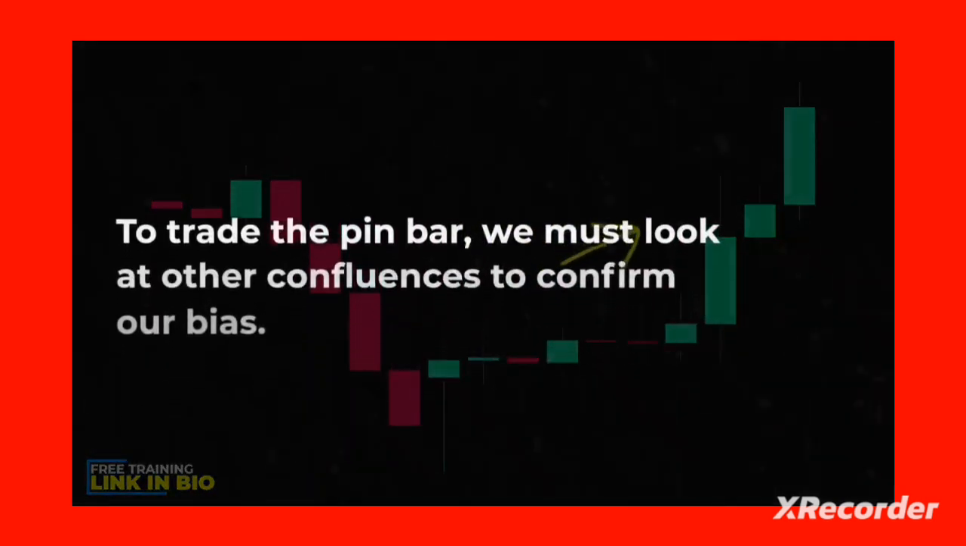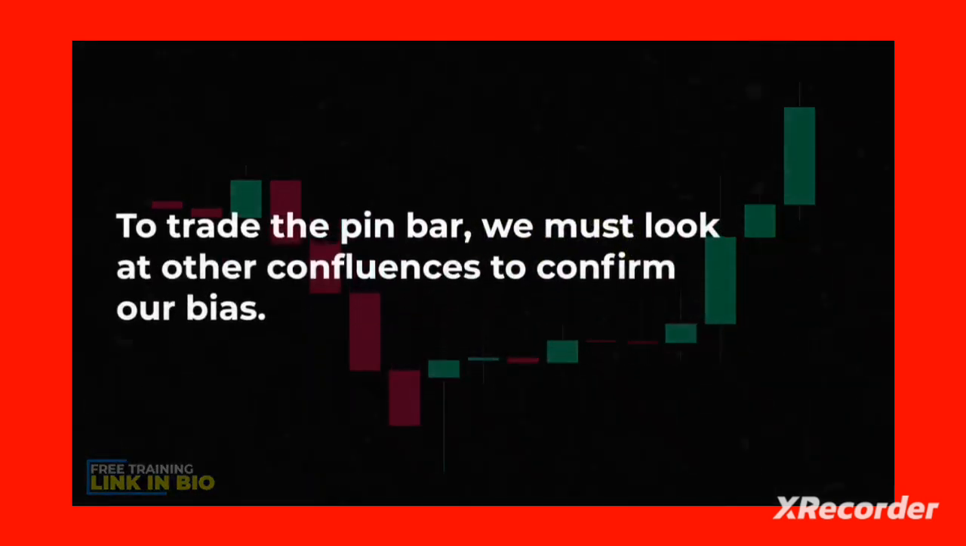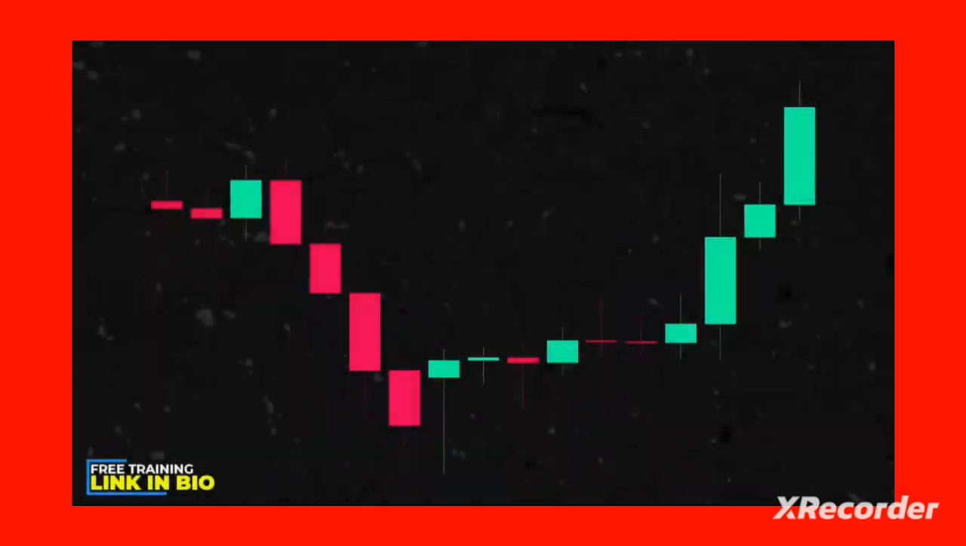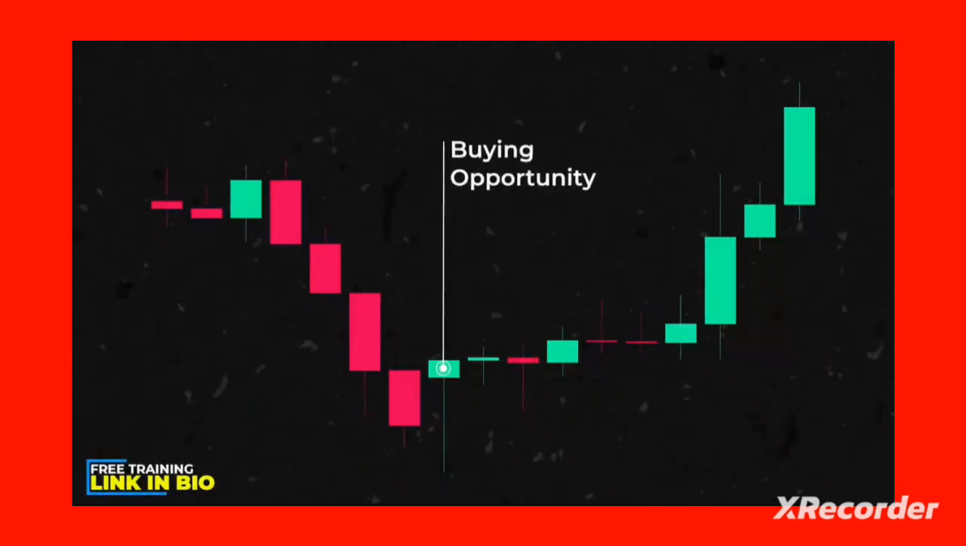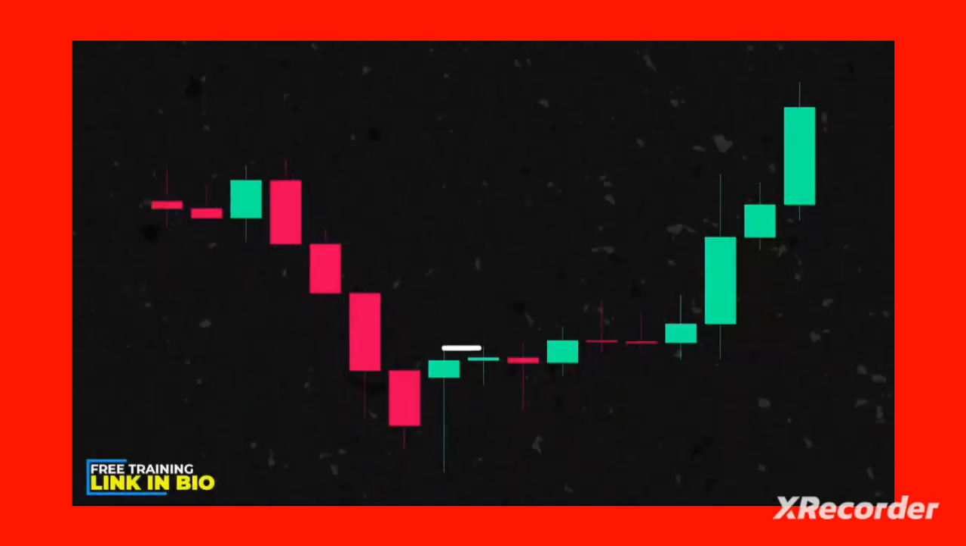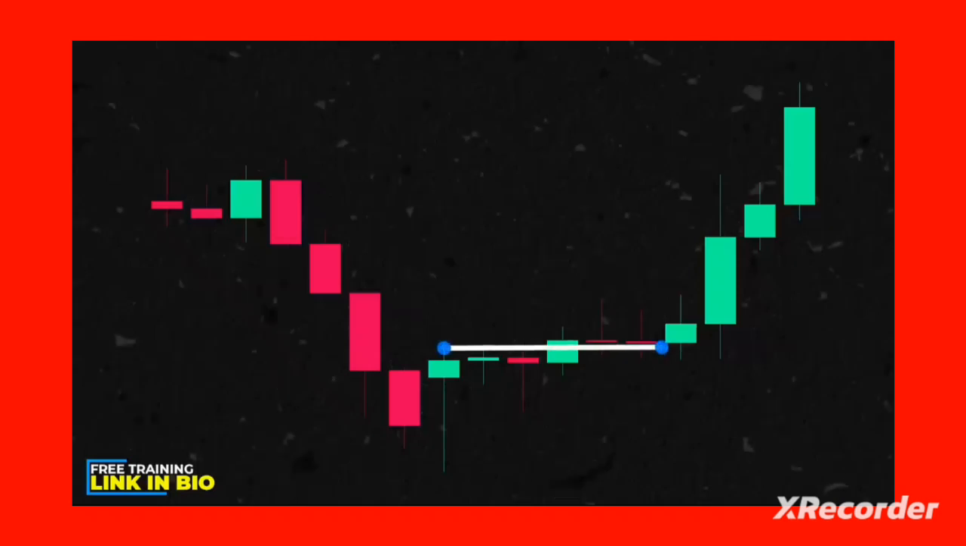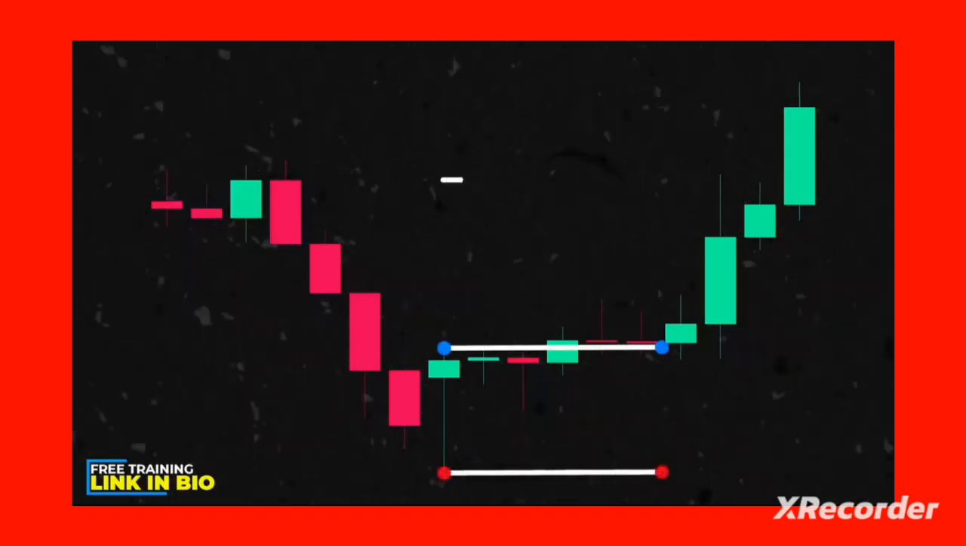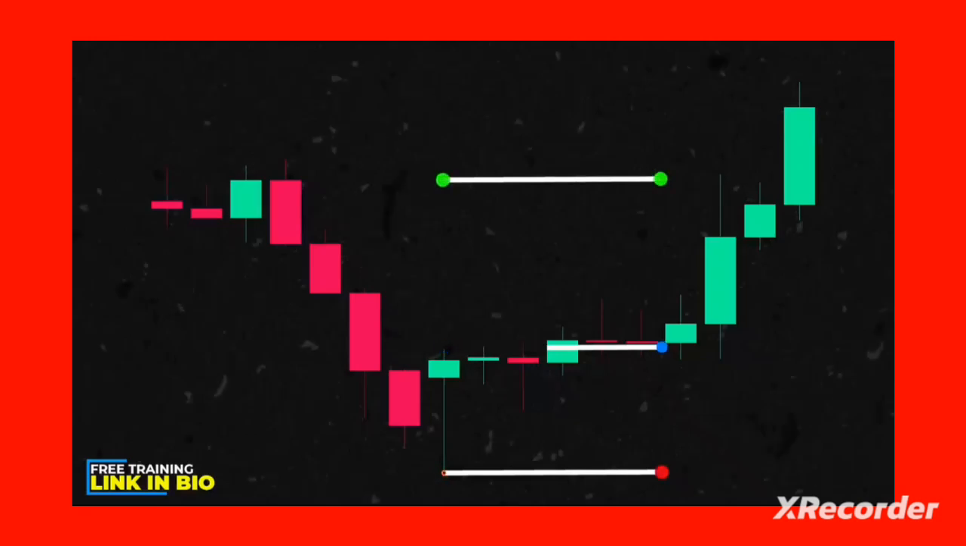To trade the pin bar, we must look at other confluences to confirm our bias. We will discuss that later on, but if we find a buying opportunity as a pin bar, we can place a buy order above the high of the pin bar. We can set our stop loss below the pin bar and target the next resistance.